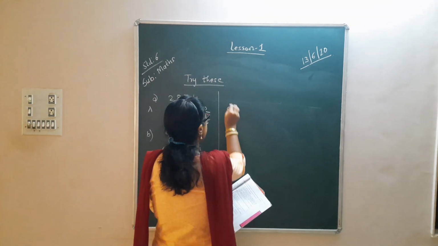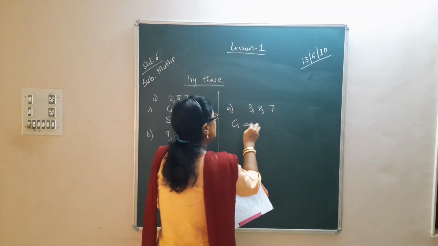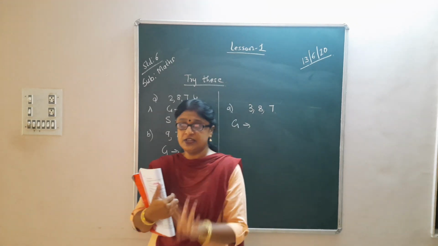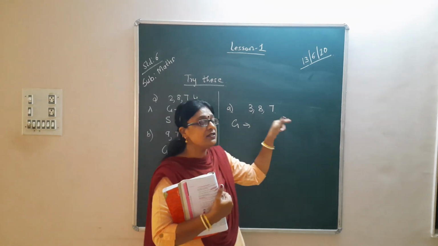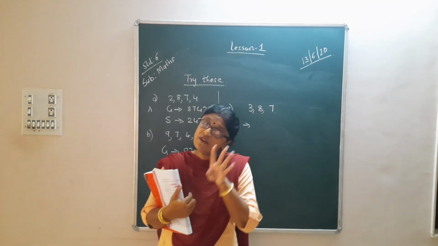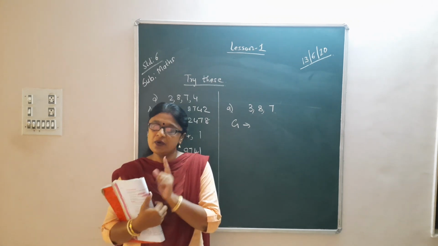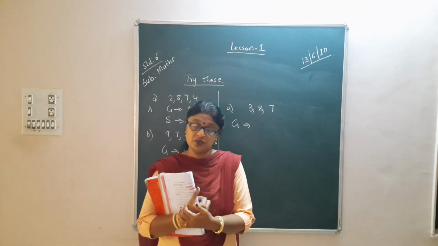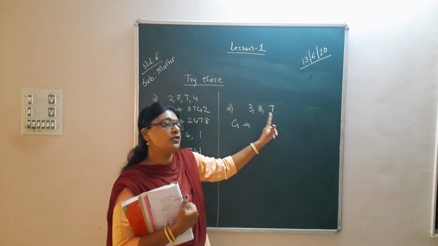First is 3, 8 and 7. Okay, 3 digits are given and from these 3 digits you have to make a 4-digit number. So obviously you have to repeat one number, right? Okay, so which number do you have to repeat? So how will we decide whether we can repeat 3, 8 or 7?